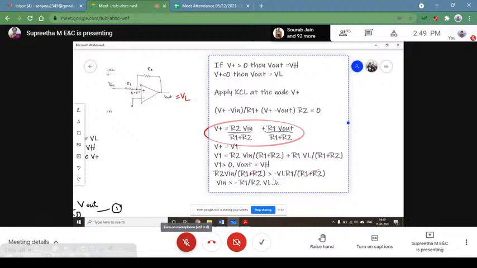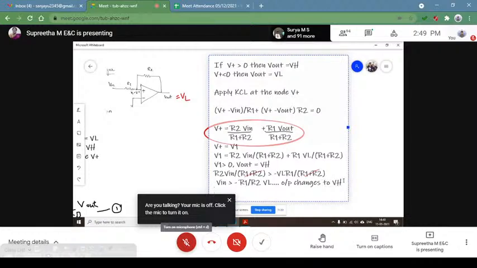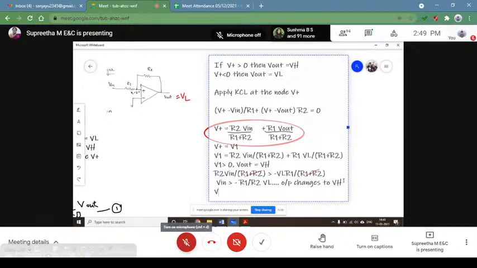Well, here the output changes to VH whenever Vin is greater than minus R1 by R2 into VL. Is it not? So when the output changes to VH, when Vin is greater than minus R1 by R2 into VL, can I call this Vin as now VUTP? That's the output triggering point.